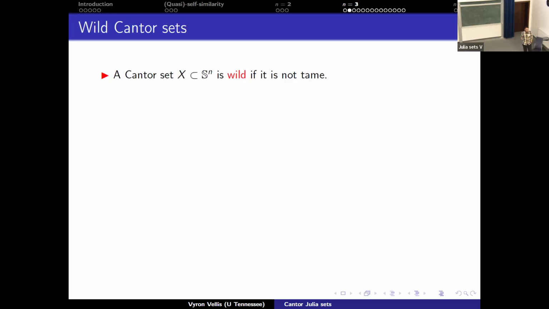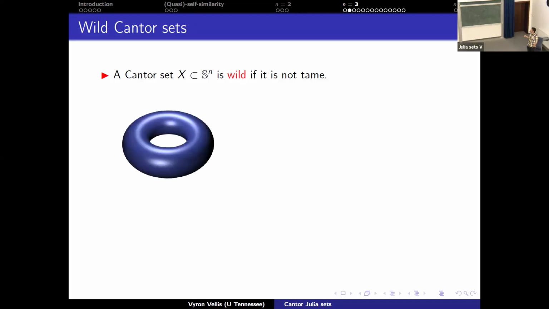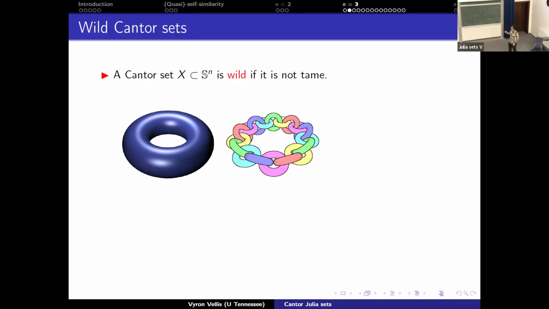And now I'm going to call a Cantor set wild if it's not tame. So how does a wild Cantor set look like? The most famous and the first example of a wild Cantor set in S3 was due to Antoine. So this is the basic idea. You start from a solid torus, and inside the solid torus, you put a chain of solid tori, which are rescaled copies of this guy inside here, linked with each other, forming a chain like that. Okay, so imagine this living inside here.